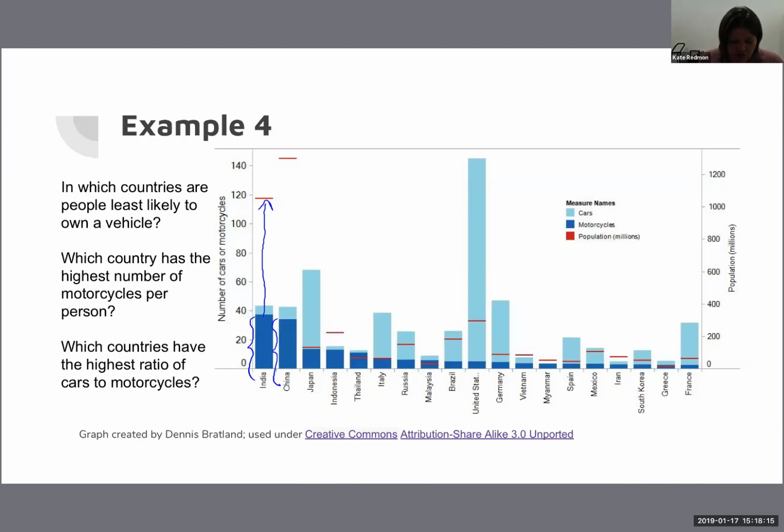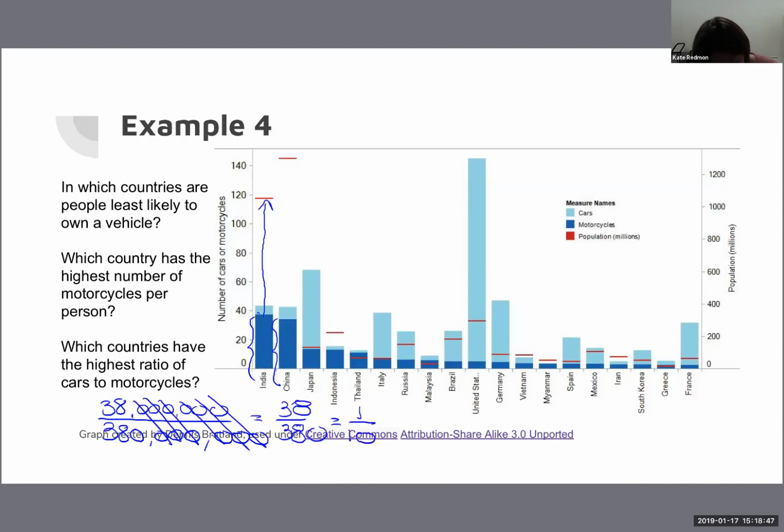The highest, I can try to estimate what it would be. Let's see. So it's about 38 million motorcycles per, what's my population there? 380 million. I could cancel out all these zeros. And I would see that we have 38 out of 380, which is about a 1 to 10 ratio. Not that high, 1 out of 10 people with a motorcycle. There's definitely higher ones here.